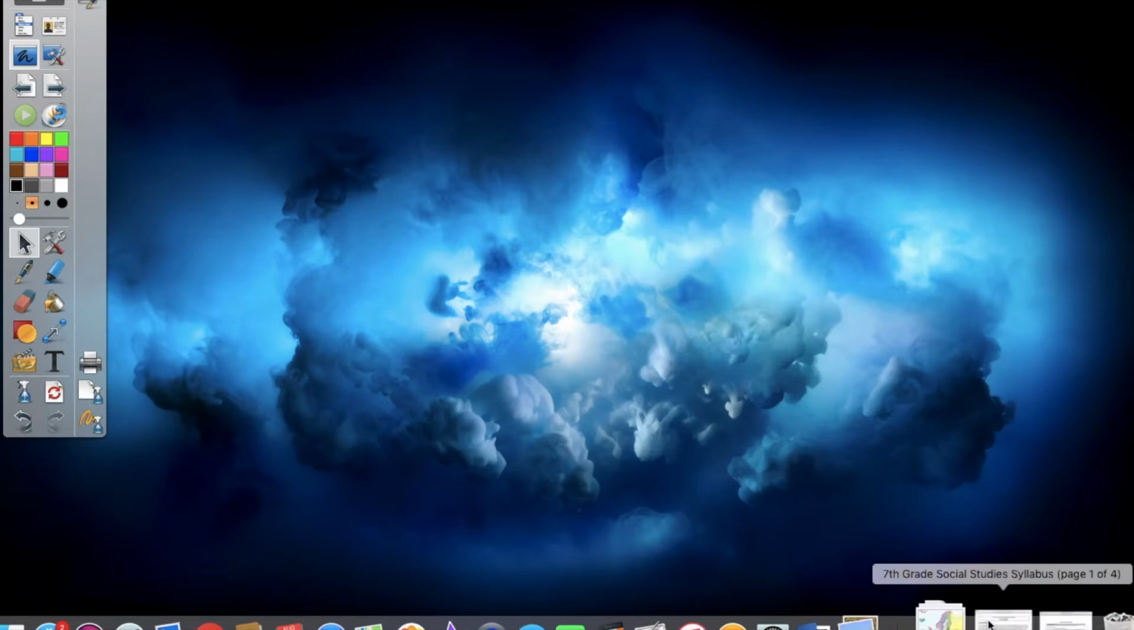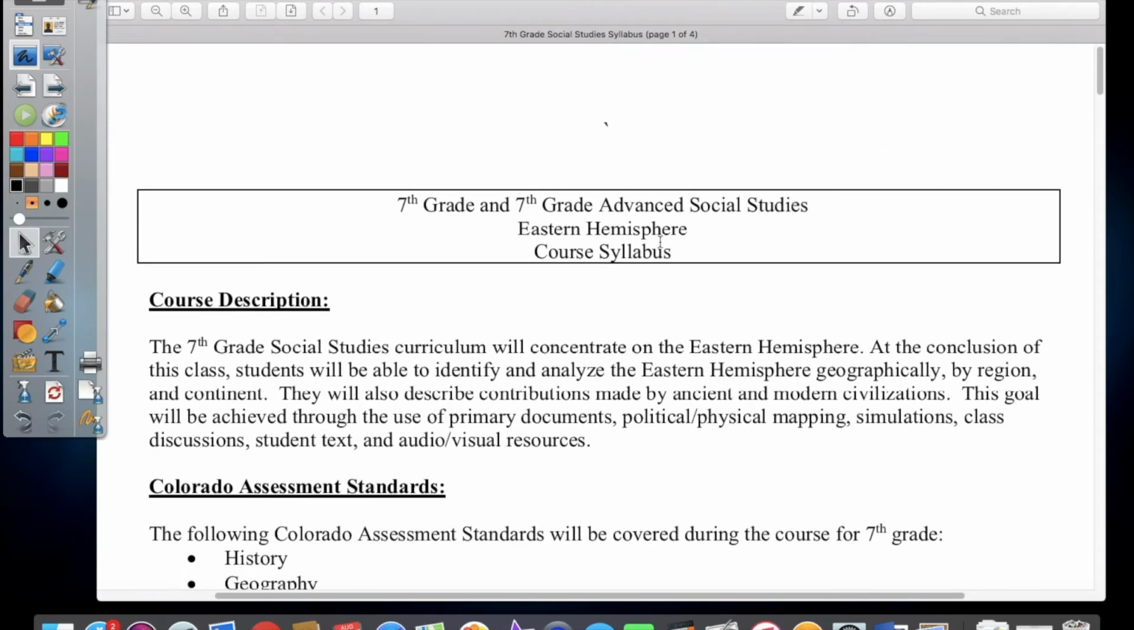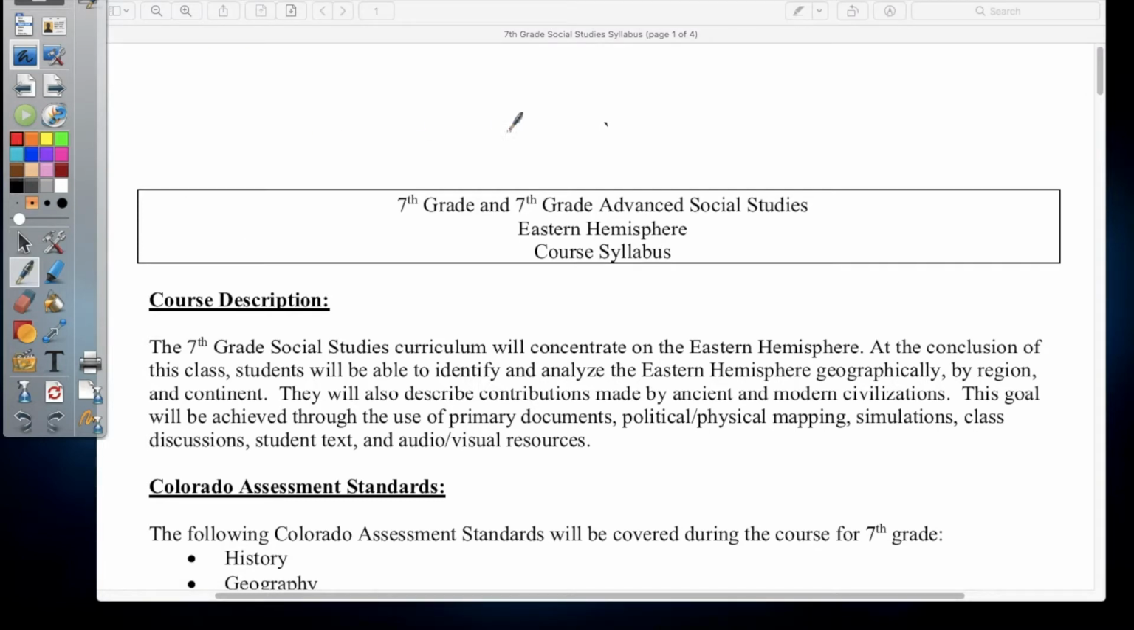Like I said before, today we're talking about your syllabus, which is located right here. It's a PDF that you can download off of my Schoology page. In case you're wondering what PDF stands for, I'm going to write that up real quick. PDF is a file format for documents. It stands for Portable Document Format.